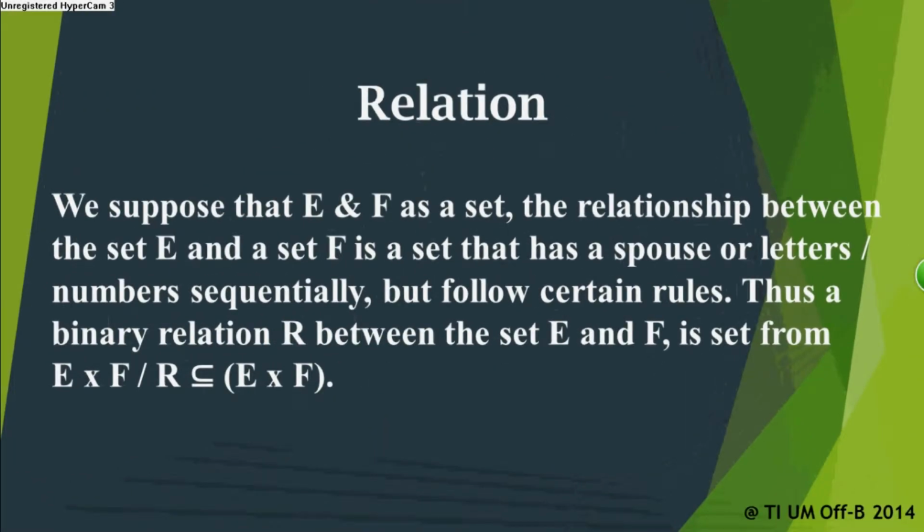Now, relation. Suppose E and F are sets. The relationship between the set E and the set F is a set that has letters or numbers sequentially but follows certain rules. Thus, a binary relation R between the set E and F is a subset of E cross F.